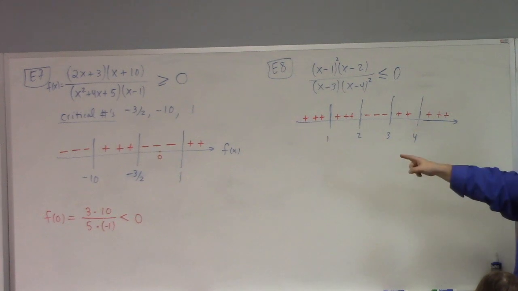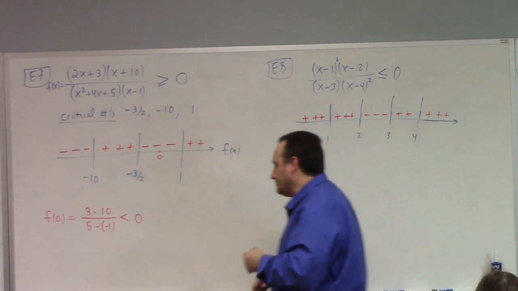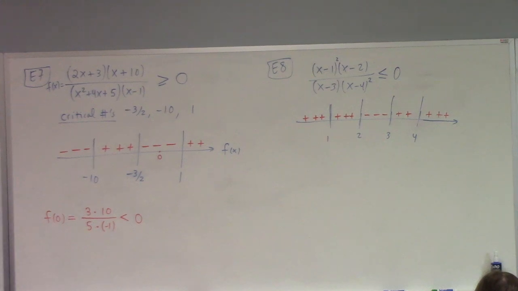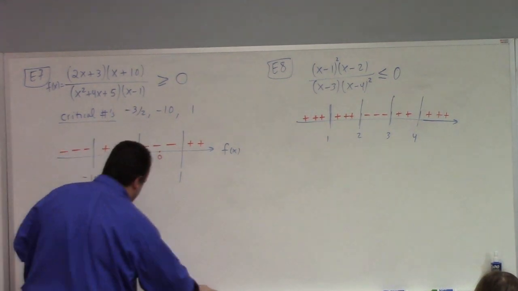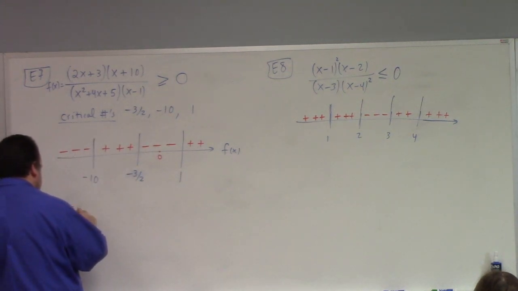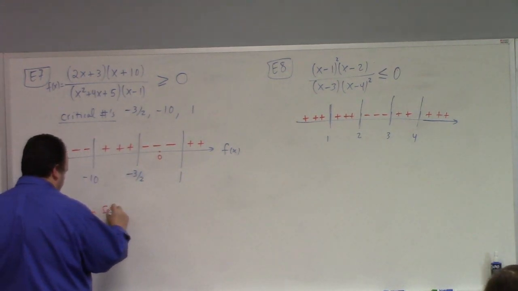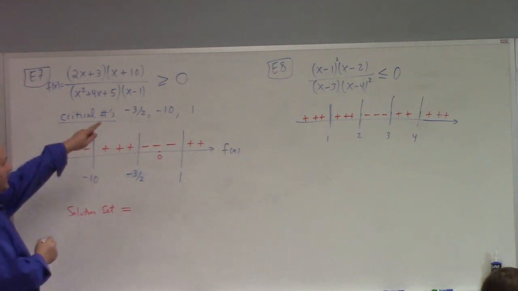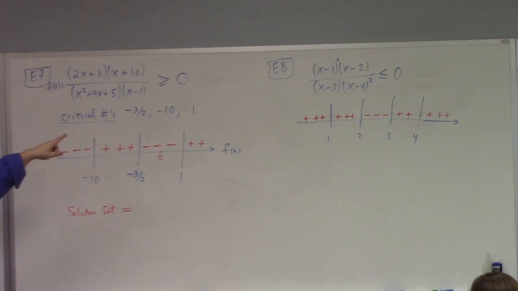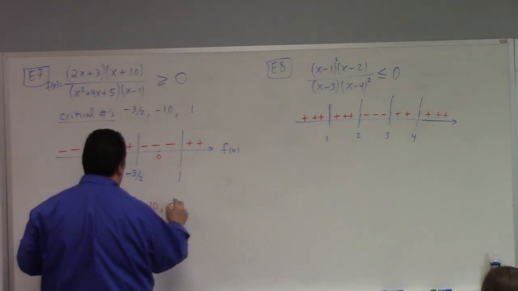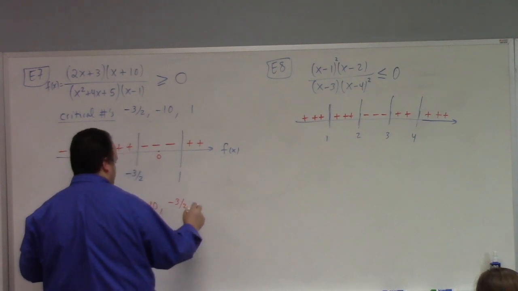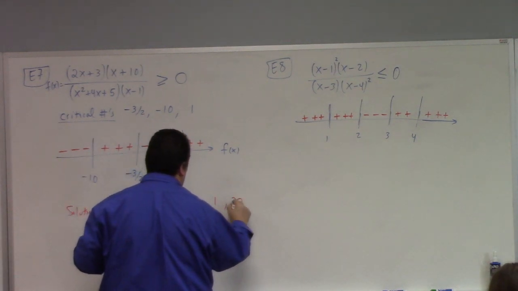But what's the answer here, though? Let's go back to 7. What's the answer? So once you have the number line, we can read the answer from the number line. Okay? So the solution set, what is it? We're looking for pluses, right? Looking for greater than or equal to 0. So I've got pluses from minus 10 all the way over to minus 3/2, and also from 1 to infinity.